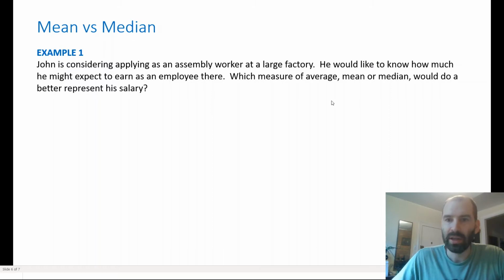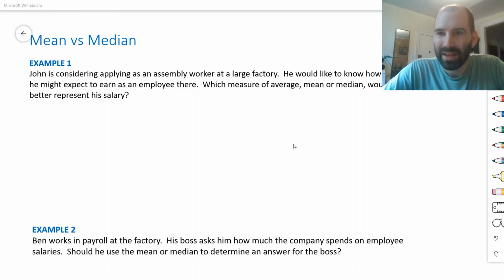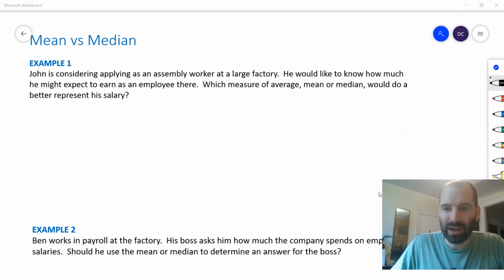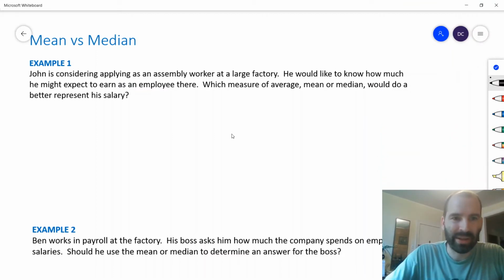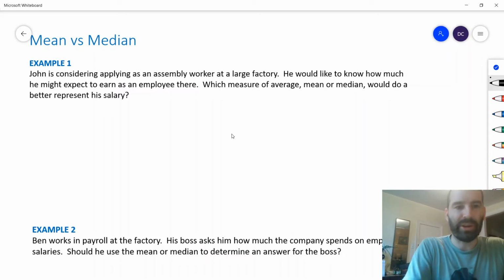All right, so let's go over to the whiteboard. I've got this over here. Okay, so here's our example. John is considering applying as an assembly worker at a large factory. He would like to know how much he might expect to earn as an employee there. Which measure of average, mean or median, would better represent his salary?